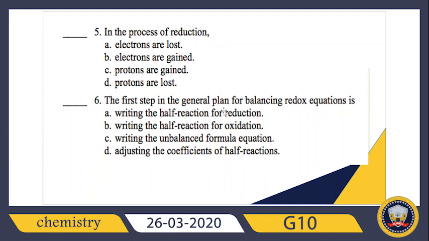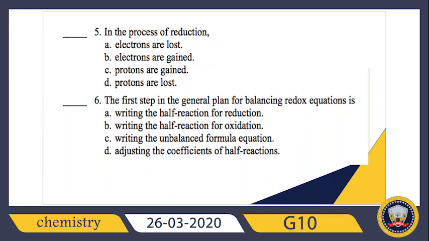Now, question number 6. The first step in the general plan for balancing redox equations is, what should we do? We write a half equation? No. So it's either C or D. What do you think? Adjusting the coefficients of half reactions? No. So the answer is C. Okay, the answer is C. We write the formula. Okay, then we try to balance it. But don't worry, as I told you before, I will give you the formula, then you start balancing. But of course, step 1, as I explained before in balancing redox equations, after I give you the formula, you write the ionic equation. This is step 1.